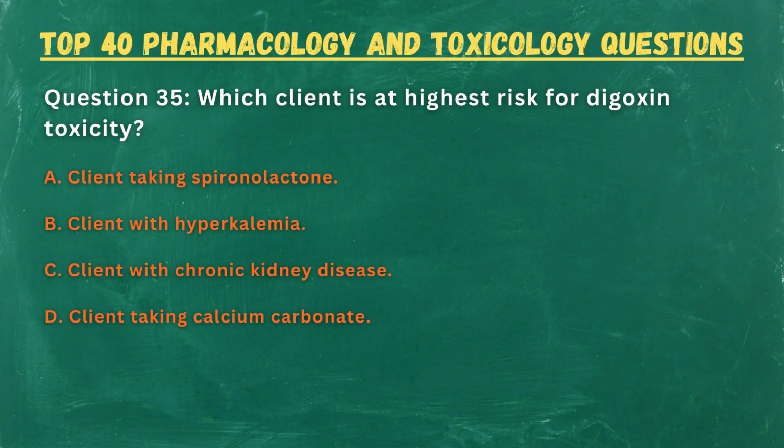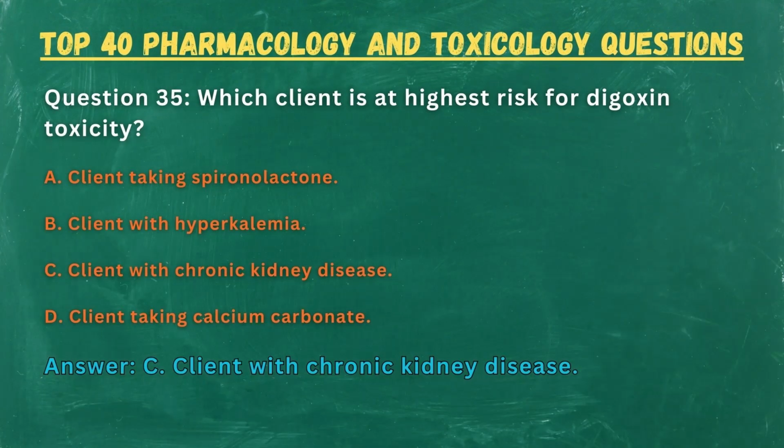Question 35. Which client is at highest risk for digoxin toxicity? A. Client taking spironolactone. B. Client with hyperkalemia. C. Client with chronic kidney disease. D. Client taking calcium carbonate. Answer: C. Client with chronic kidney disease.